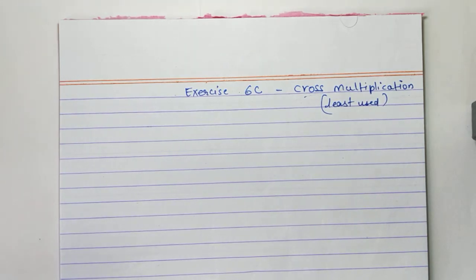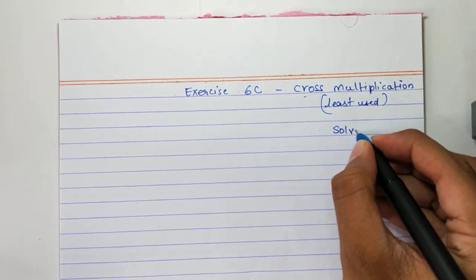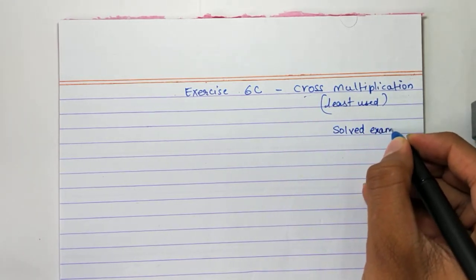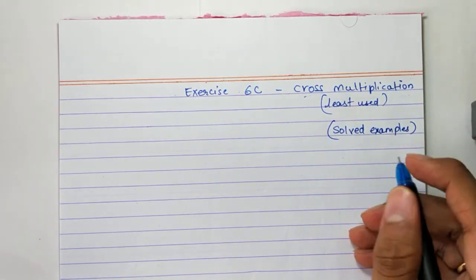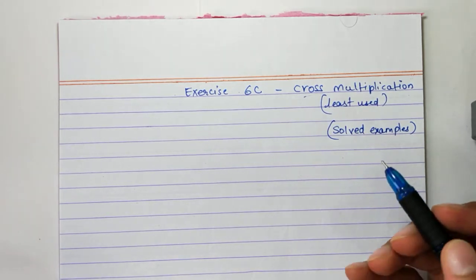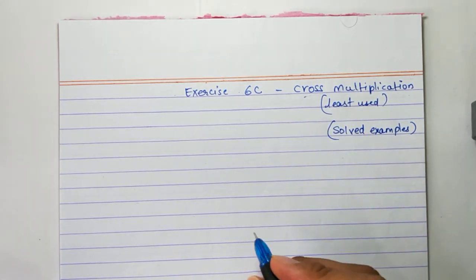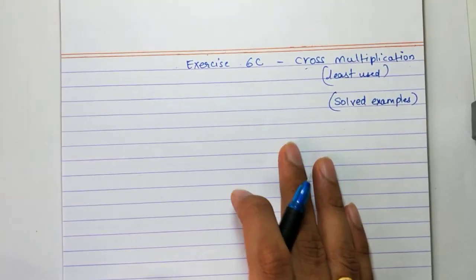And if you get stuck on any particular step, then for this cross multiplication you must look up the solved examples, because in the solved examples they have explained it very beautifully with each and every step in detail. So if you get stuck, you can look up the solved examples while practicing, or for homework.